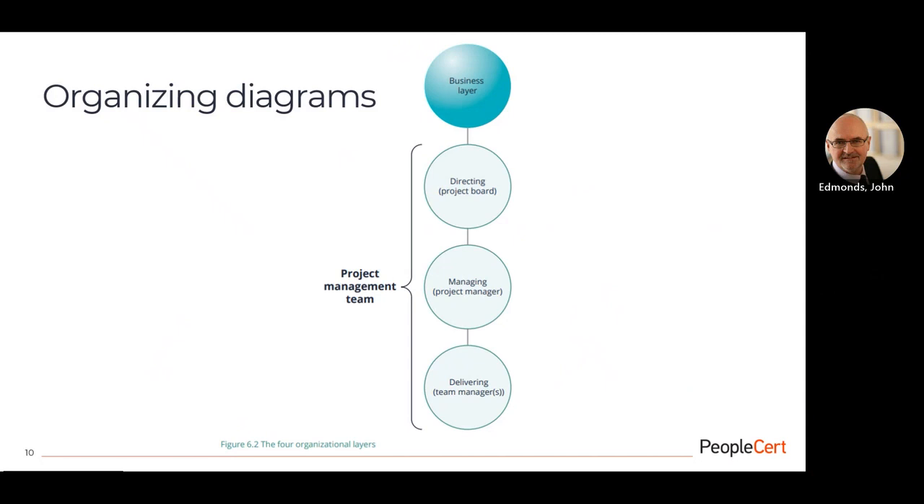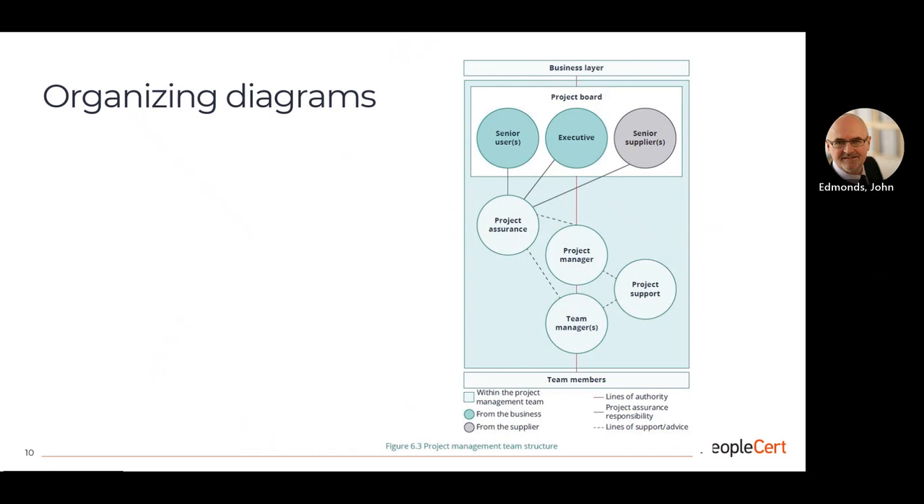Some diagrams. Here we have the 3 layers, as I mentioned a few moments ago. So essentially no change here to the 3 layers that sit within the project management team: the directing, the managing, and the delivering. So we've got those same messages brought out there. Very similar diagram here to previously, with the 3 roles on the project board, project assurance and project support as the 2 other aspects there. So a very similar one. I think you have the ability to express this in the same way as previously.